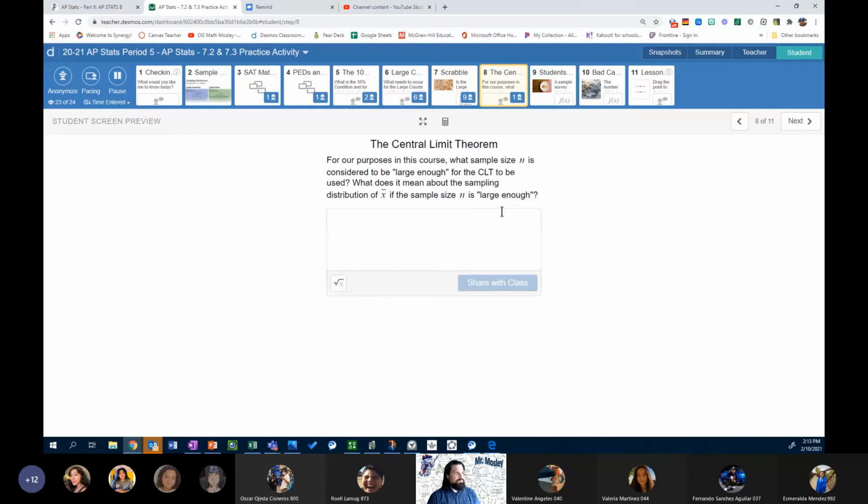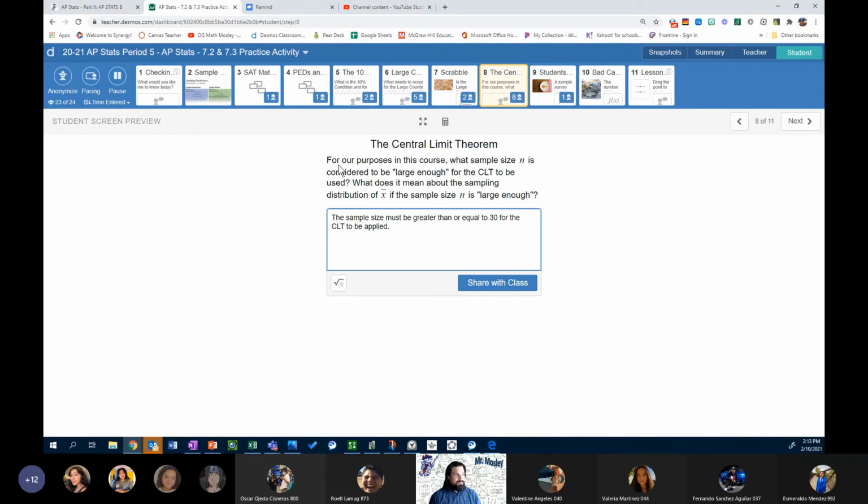I didn't get to type this one in yet. So the central limit theorem, for our purposes in this course: what sample size n is considered to be large enough for the central limit theorem to be used? For this course, we're considering greater than or equal to 30. So the sample size must be greater than or equal to 30 for the CLT to be applied.